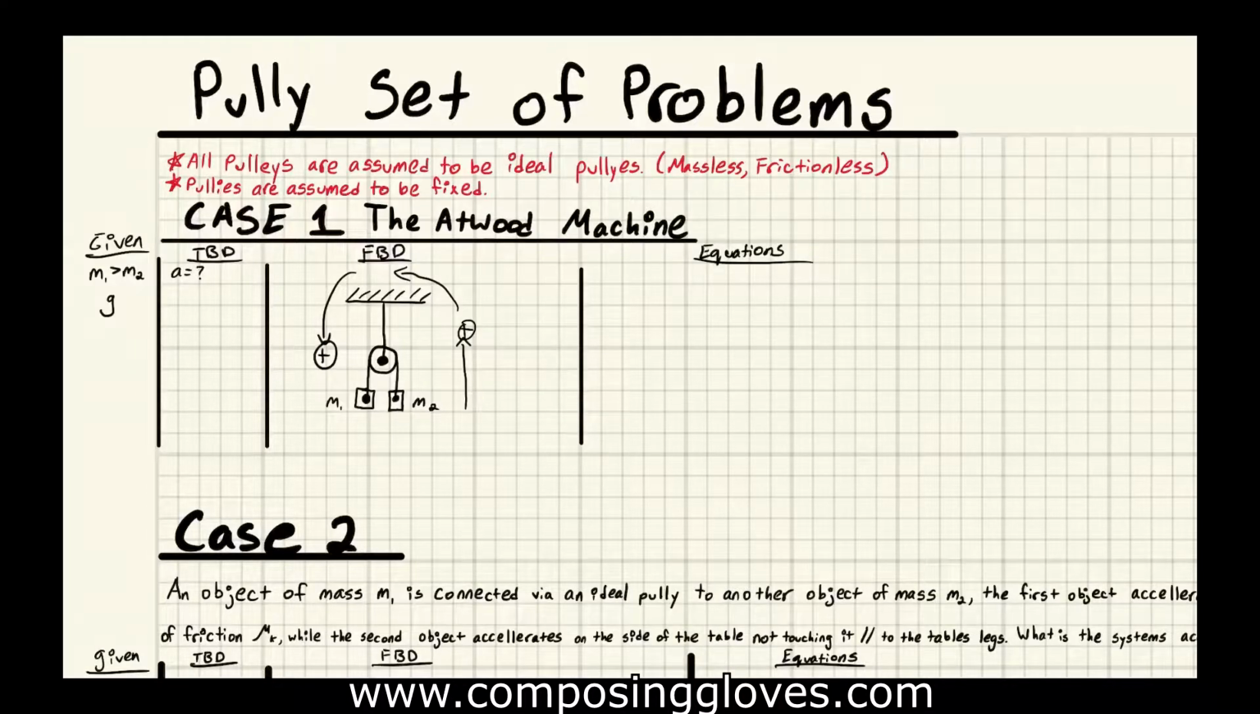Then we have our to be determined, which is our acceleration. We want to know the acceleration of this system, because we have a system that is out of balance, so therefore there will be an acceleration.